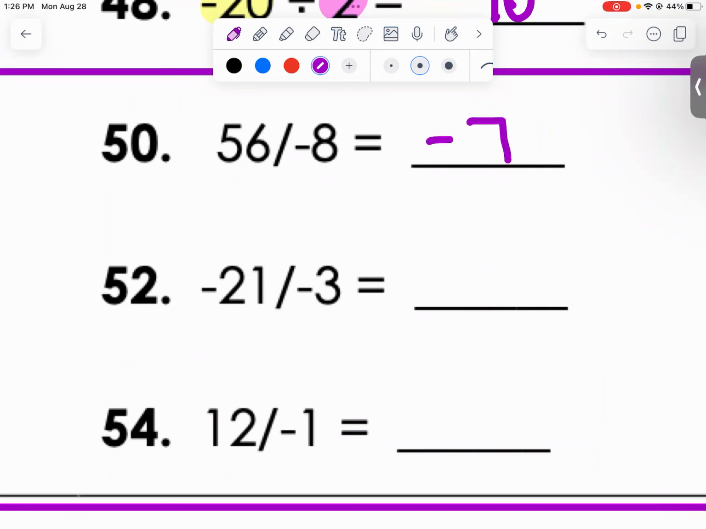Kaylee, what about -21 divided by -3? Okay, so is it gonna be positive or negative? Okay, why did you change it to positive? Okay, so since there's 2 negatives, our answer needs to be positive. And then, Alexander, what about 12 divided by -1? I like the negative. Yeah, very good. Happy birthday, all of you.